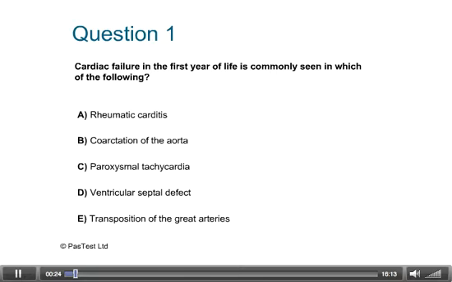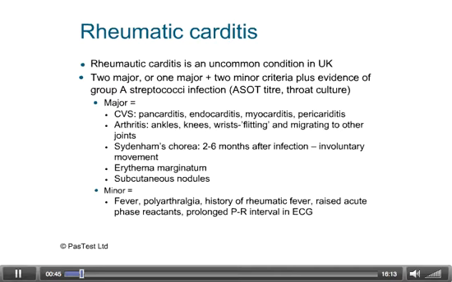Question 1. Cardiac failure in the first year of life is commonly seen in which of the following? The answers are as listed, but I want to spend a bit of time talking about rheumatic carditis, or rheumatic fever. Rheumatic fever is now an uncommon condition in Western Europe, its occurrence being approximately 1 to 2 per million children per year.